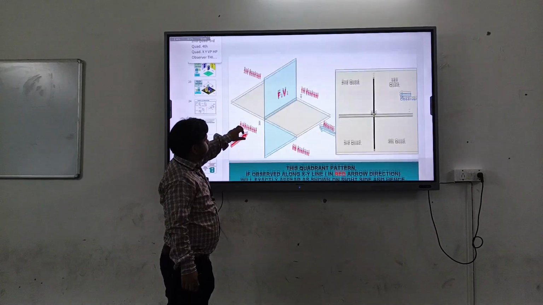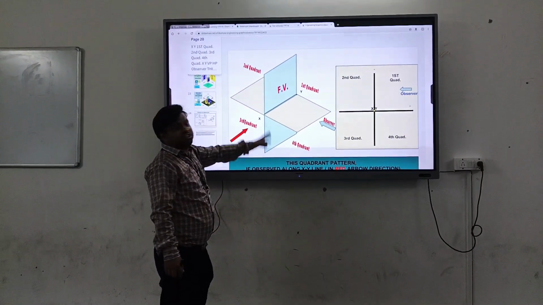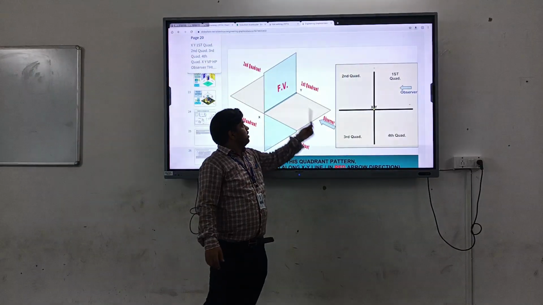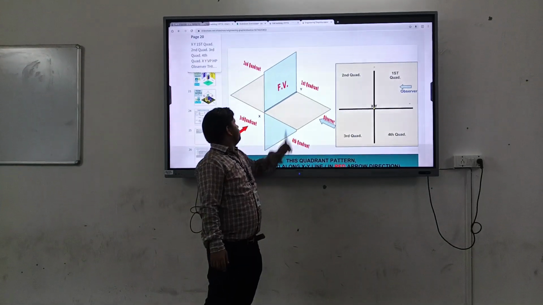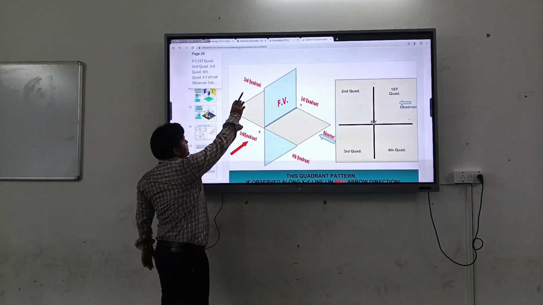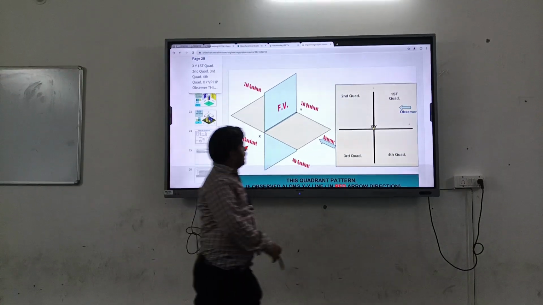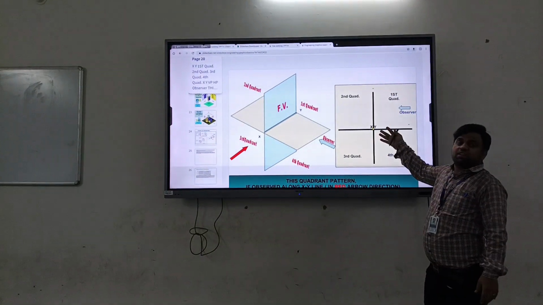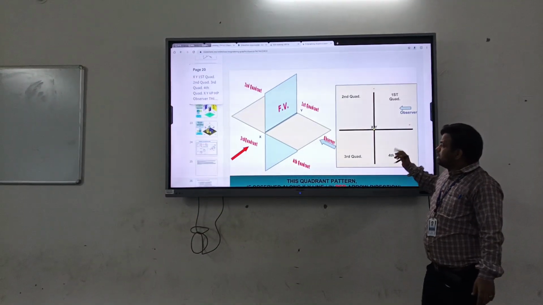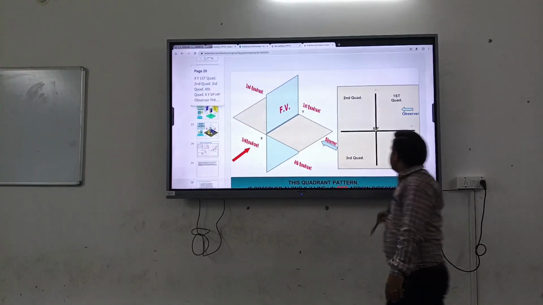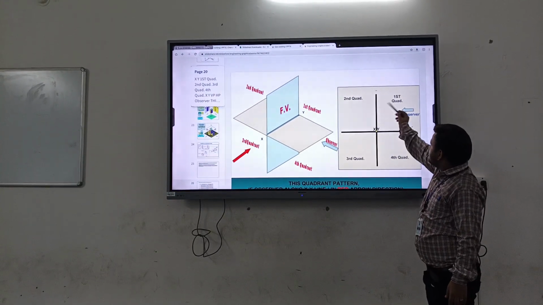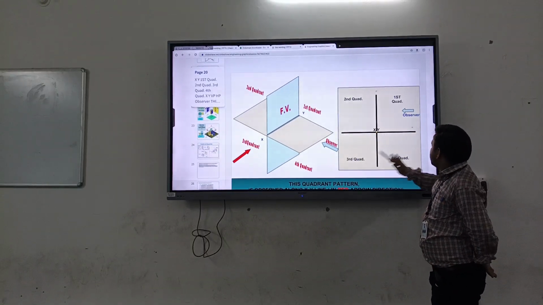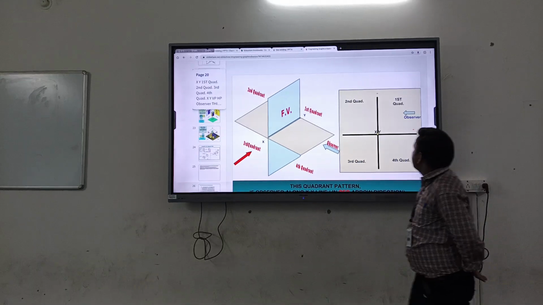Now this is a clear picture. We can see that this is the front view, the observer will be here. This is the top view. This is second, third, fourth. And this is the 3D diagram. If we draw it in 2D, this is the XY line, and you can see it in the 2D plane on paper. So this is the first, second, third, and fourth quadrant. Okay. Now clear.